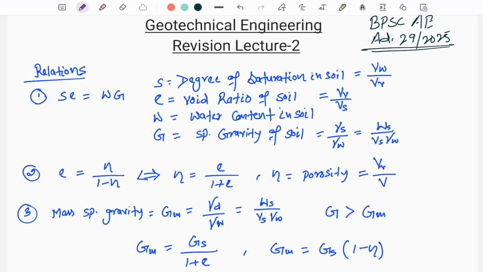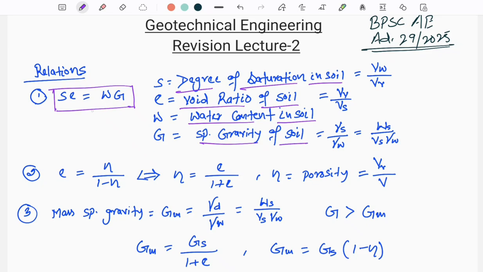let me change the color of the pen. First relation is S e = w G. So here S is the degree of saturation of the soil, e is the void ratio of the soil, w is the water content in the soil, and G is the specific gravity of the soil. So this relation S e = w G.